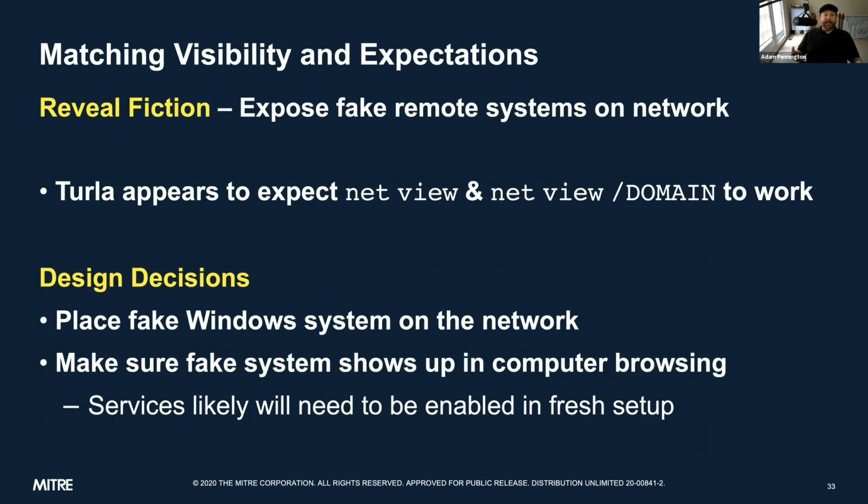Okay, so we've decided that the fiction we want to reveal is that we want to expose fake systems on the network. And so we can also make the assumption that, at least in some cases, Turla probably expects net view and net view /domain to work. And we can start to make design decisions from it. So net view and net view /domain are generally just looking for Windows systems. They're looking for things that are being seen through cache browser behavior. And so we might want to put fake Windows systems in the network to be seen in this.